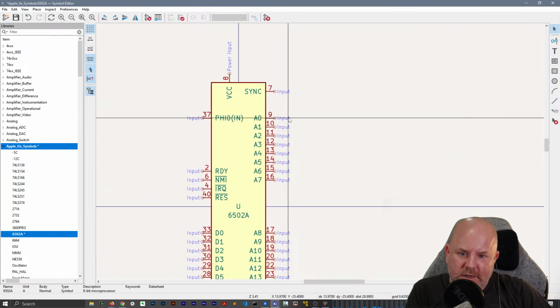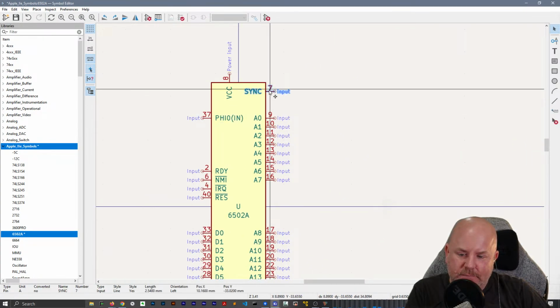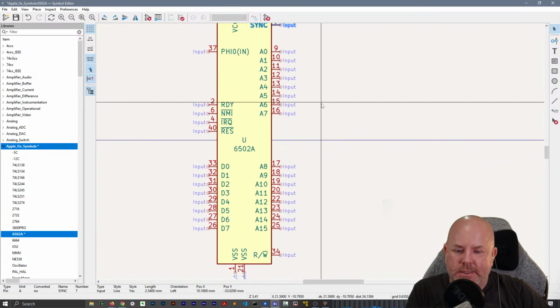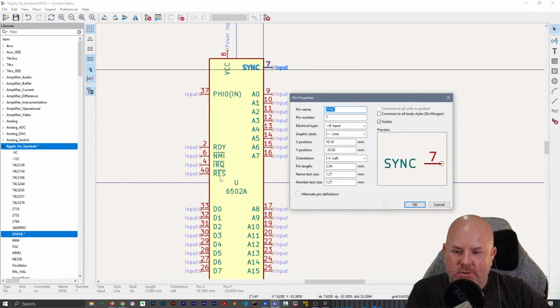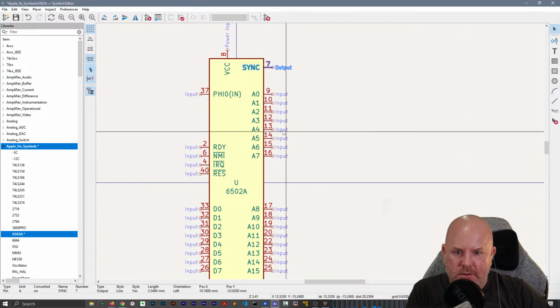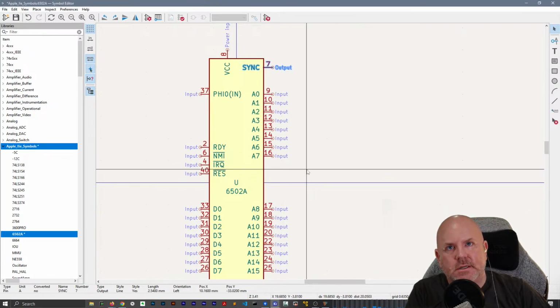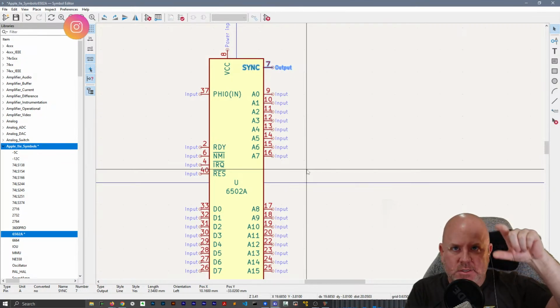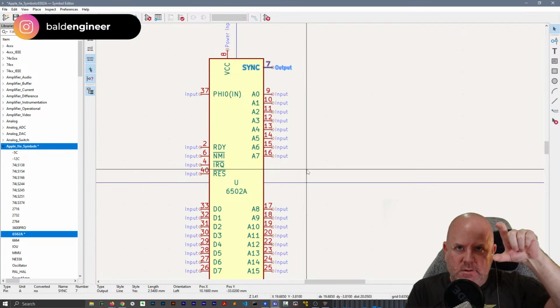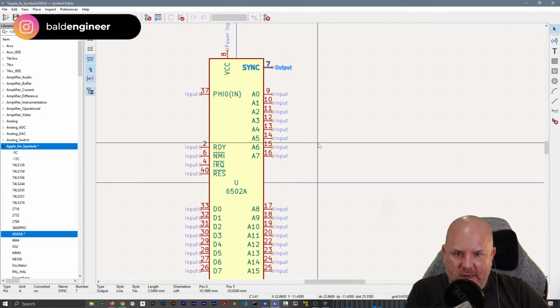Phase 0 or faux is an input. Sync is trying to remember. I think sync is an output, right? Because this tells you when the opcode is being decoded, so that if you look at the data bus and you see an opcode hex value, you know that it's actually an opcode.